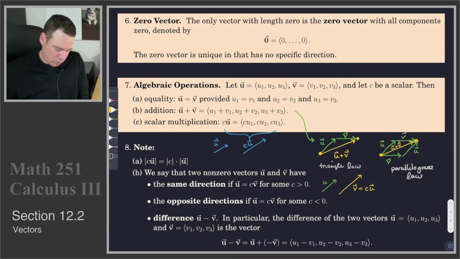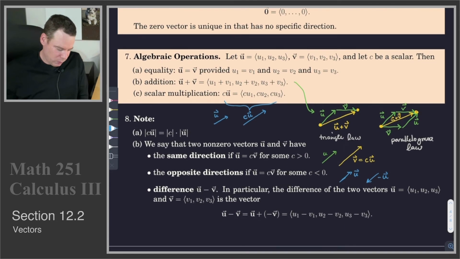Now they have opposite directions if one of the vectors is some scalar times the other vector. And in this case, that scalar has to be negative. So this would be, for example, if that was vector u, then vector negative u would just point in the opposite direction. And these two would have the exact same length. They just have opposite direction. So we can change the direction of a vector by multiplying it by a negative. We can change the length of a vector by multiplying it by some scalar not equal to 1.